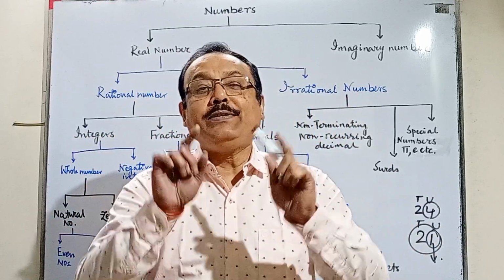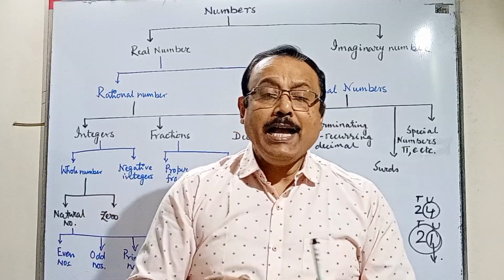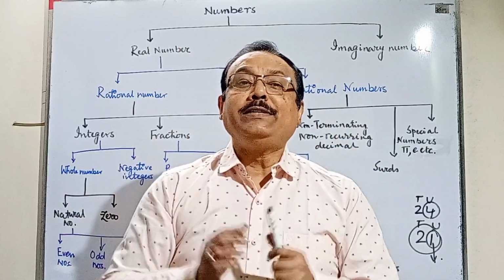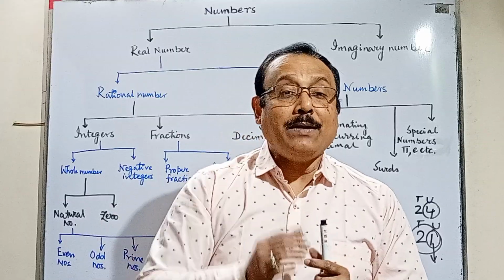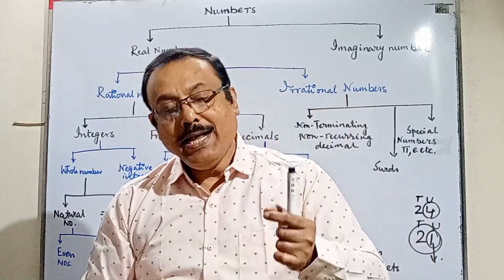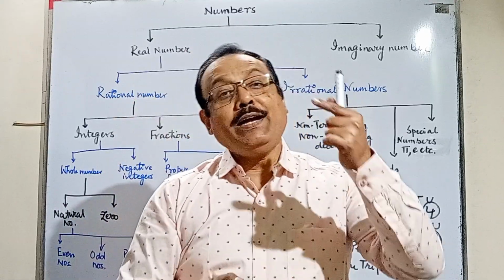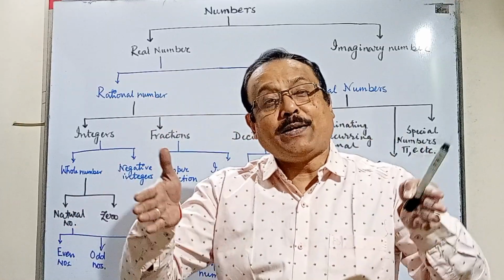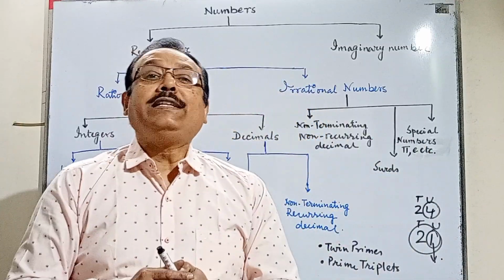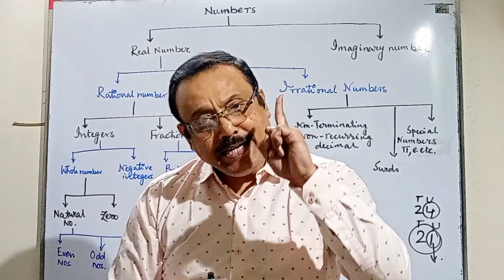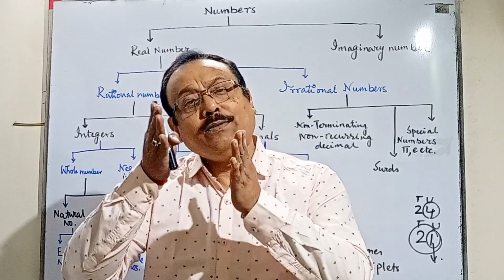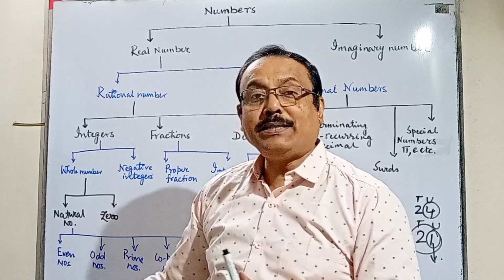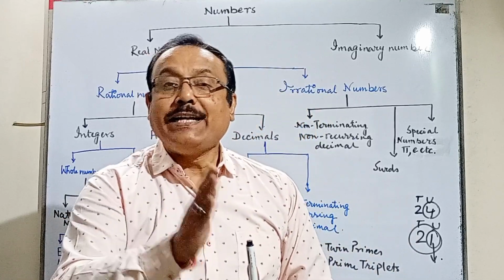No other factor by which I can divide 7. Say 13, I can divide 13 by 1 and 13. No other factor by which I can divide 13. But if you take 12, I can divide 12 by 1, by 12, by 2, and by 6. So we have got more factors apart from those. The numbers which are divisible only by the number itself and 1, those numbers are called prime numbers, and that number should be greater than 1.